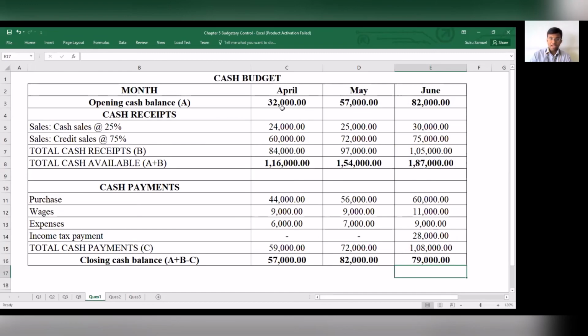So we have prepared the cash budget for 3 months, starting all the way from April, May until June. And we have also estimated the cash balances at the end of each month. So this is how typically organizations will go about with the preparation of a cash budget.